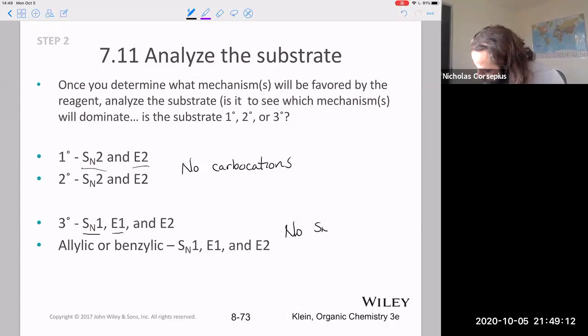So no SN2. And we're going to lump allylic and benzylic alkyl halides into that same category as well. We're going to consider them to behave exactly the same as a tertiary carbocation. So you're looking at your substrate, and you're going to be able to pare down immediately what types of reactions are going to occur.